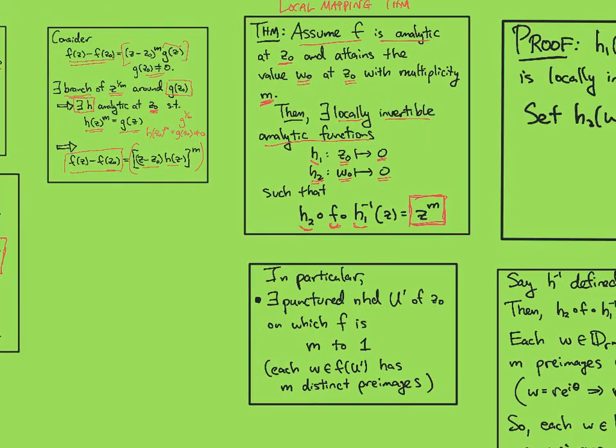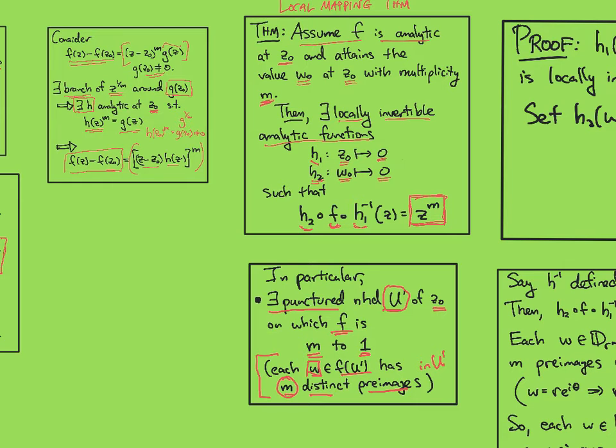We also get out of this that there's a punctured neighborhood of z0. A punctured neighborhood just means an open set containing z0, but we've taken z0 out. There exists a punctured neighborhood of z0 on which f is m to 1, which means here that each point in the image has m distinct preimages in the punctured neighborhood. So what's happening is that f attains the value w0 with this multiplicity m. z0 counts for m, but every other image point here gets hit by exactly m distinct values.